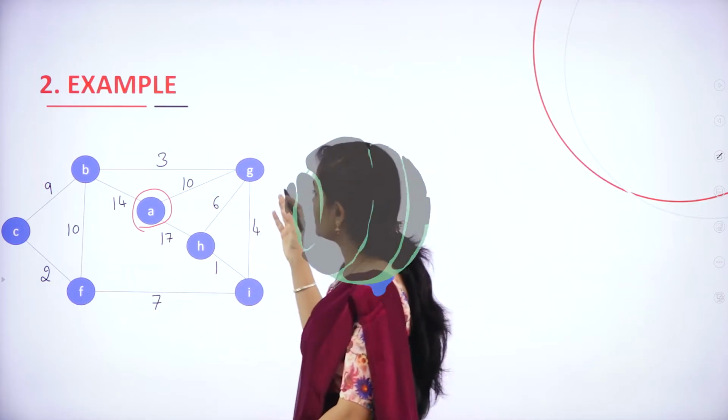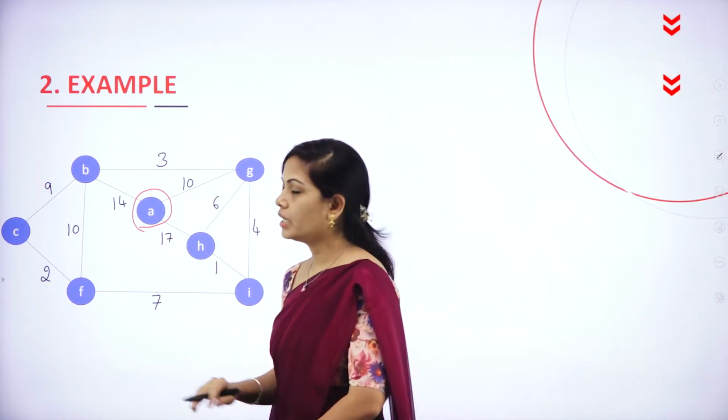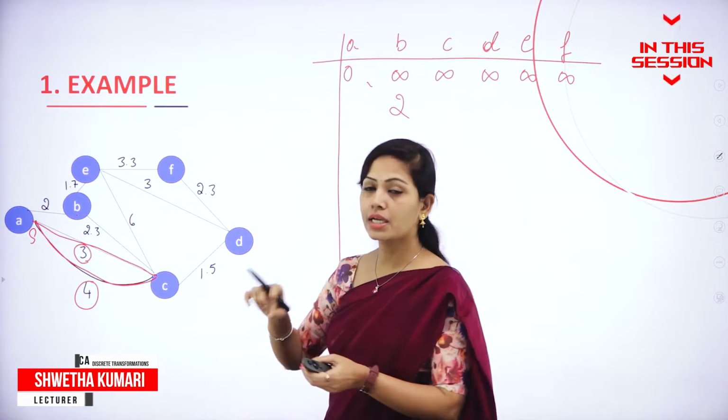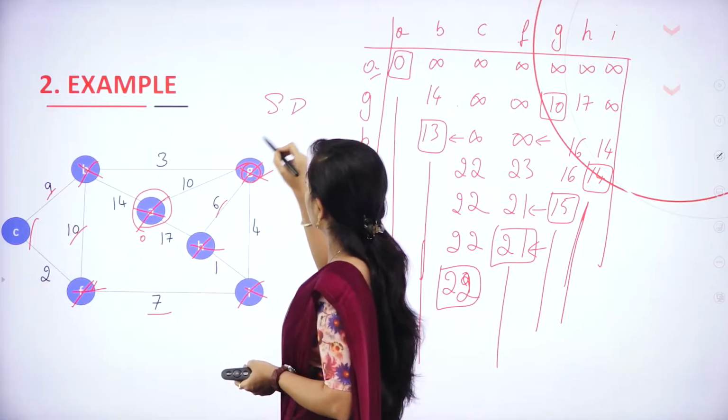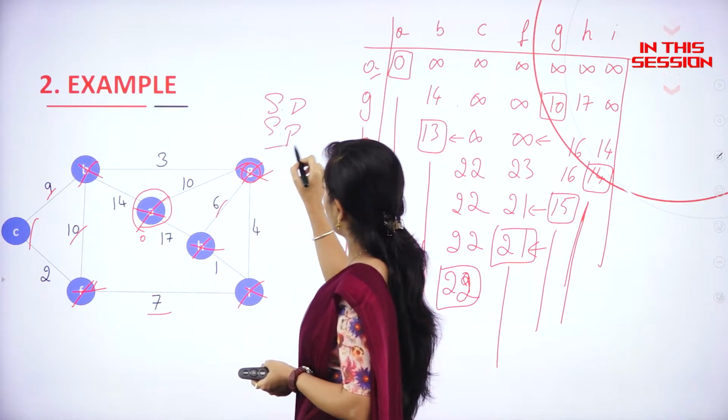If you want, you can take any other as a source. So here you have to pick the least value, the least edge weight. Find the shortest distance and shortest path.